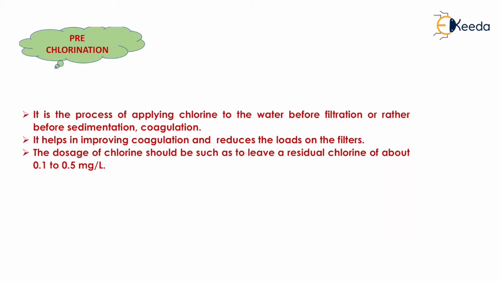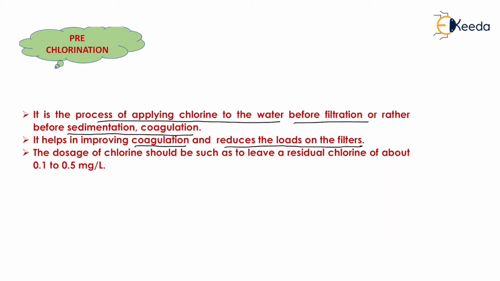Now pre-chlorination is the process of applying chlorine to the water before filtration, or rather before sedimentation and coagulation. It means that when we apply the chlorine before filtration or before sedimentation and coagulation, then that type of chlorination is known as pre-chlorination. Now why do we need to provide the pre-chlorination to the water? To improve the coagulation process as well as reduce the load on the filters. Clear?